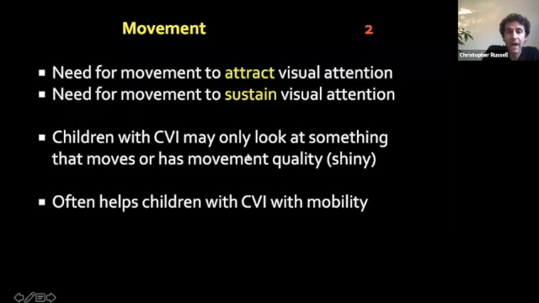This also tends to help kids with CVI with mobility because when a child is moving down the hallway or moving around the classroom, the world is moving around them. So it's easier to process the moving information.